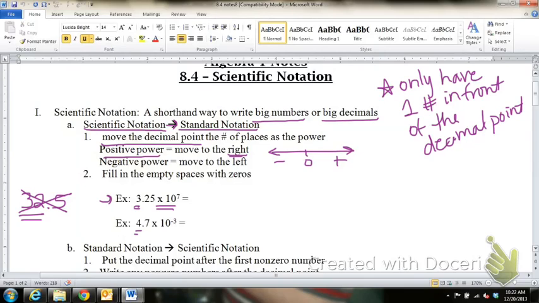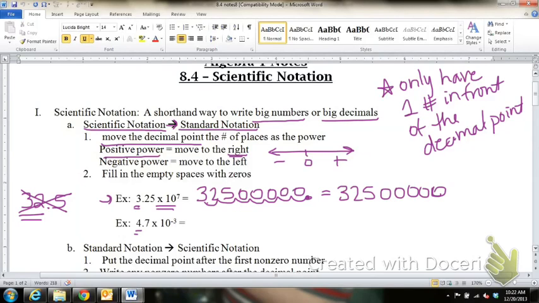So if I'm going to take 3.25 times 10 to the 7th, I'm going to write 325. Here's where my decimal point was. It's a positive 7, so I'm going to go 1, 2, 3, 4, 5, 6, 7. Here's my new decimal point. Fill all these in with zeros. So that's 325 with 5 zeros after it. Put some commas in, so that's 32,500,000. So you can see scientific notation is just a shorter way to write this really big number.